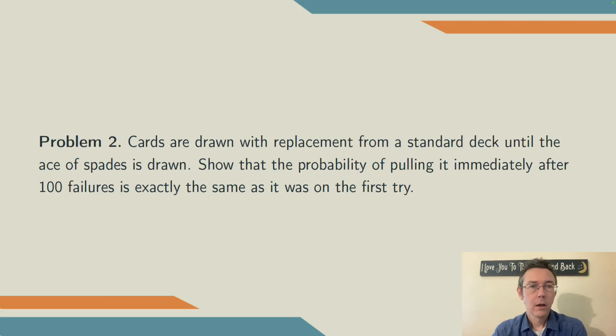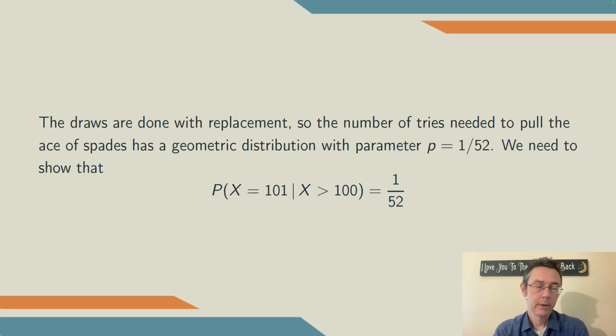Problem 2. Cards are drawn at random with replacement from a standard deck until the ace of spades is drawn. Show that the probability of pulling it immediately after 100 failures is exactly the same as it was on the first try. These draws are done with replacement, so we have Bernoulli trials, and the number of tries needed to pull that one card, the ace of spades, has a geometric distribution with parameter p equals 1 over 52, because there's one ace of spades out of 52 cards.